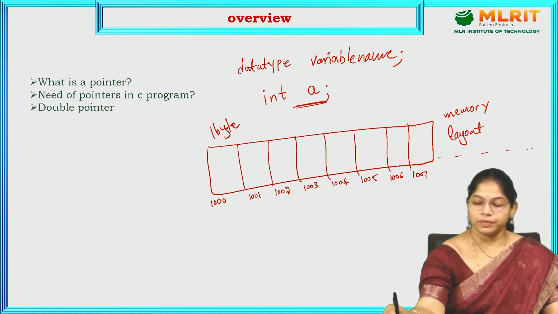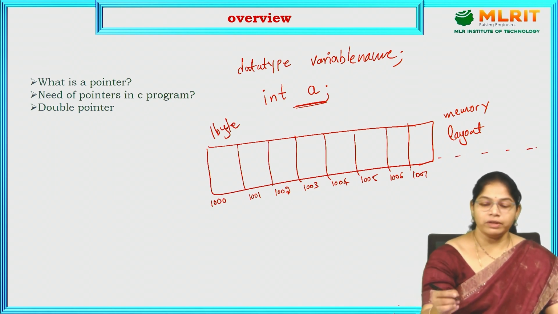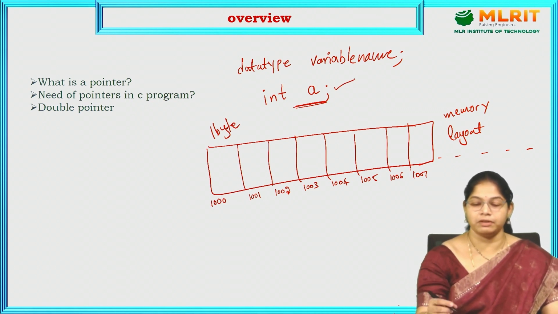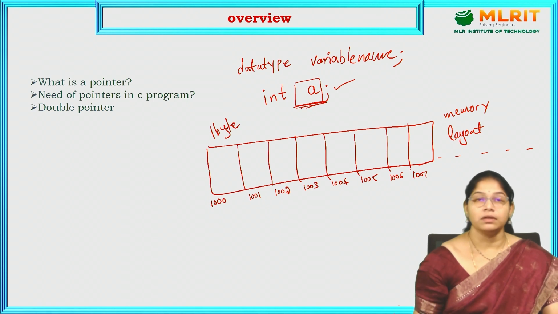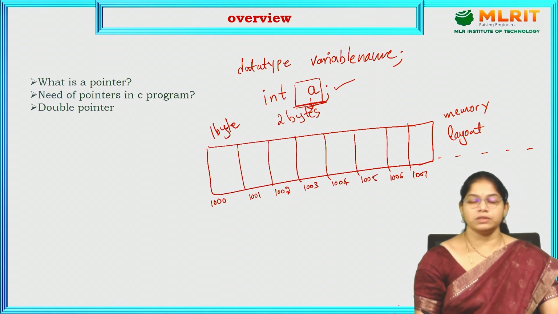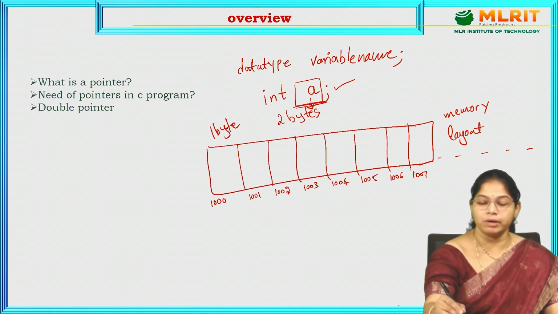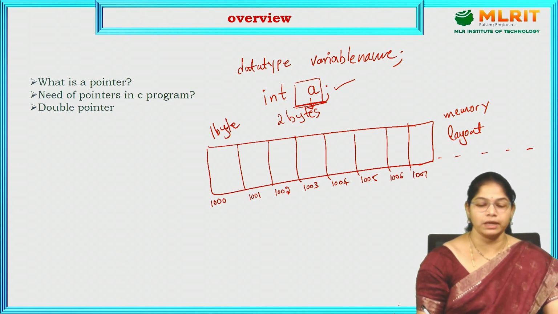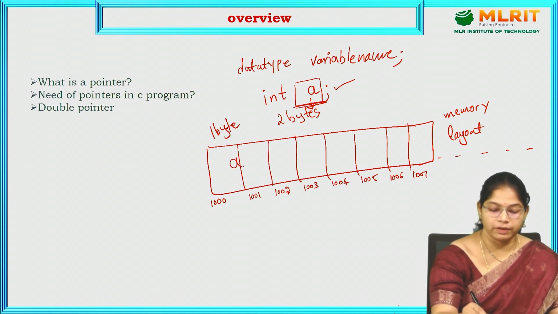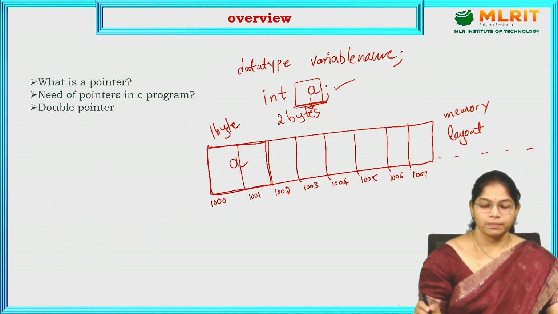1007, and so on. So when we declare a variable, some space is allocated for this variable in the computer's memory. Here the variable is A, which is of type integer. An integer occupies 2 bytes of memory. It depends on the operating system, it will allocate 2 bytes or 4 bytes. Here we consider 2 bytes of memory allocated to the variable A.